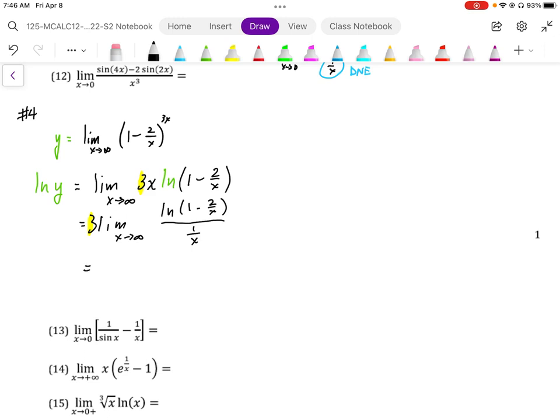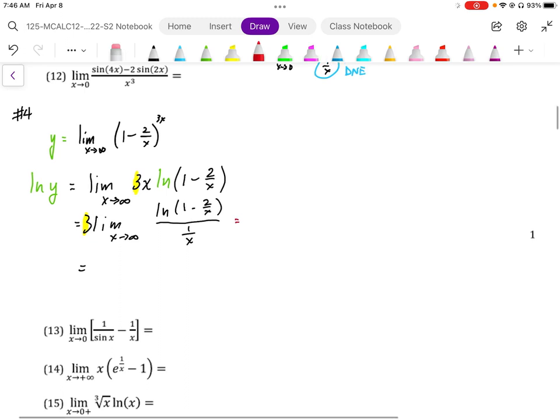So now when I substitute in, I plug in infinity, I'm going to end up with log 1 on top, which is 0, and then I have 1 divided by infinity, which is 0. Now I have my condition to apply L'Hopital's. So I'm going to apply L'Hopital's here.